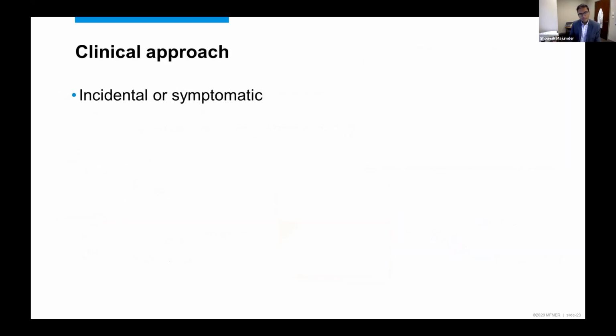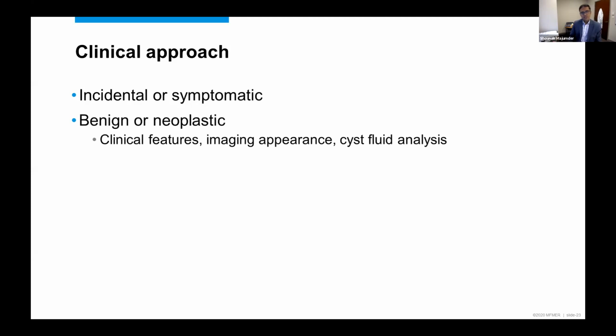With that, I'd like to summarize with a clinical approach that you can use in your clinical practice. When faced with a patient with a pancreatic cyst, some of the questions that are going through my mind are, is this incidental or symptomatic? Because if it's symptomatic, your treatment decisions might have to depend on symptoms and not on the cyst itself. The second question you're asking yourself is, is this a benign or a neoplastic cyst? And the determination there is no one test that will give you the answer. So it's going to be a combination of the clinical features, imaging appearance, and sometimes cyst fluid analysis that I summarized in my previous slides.